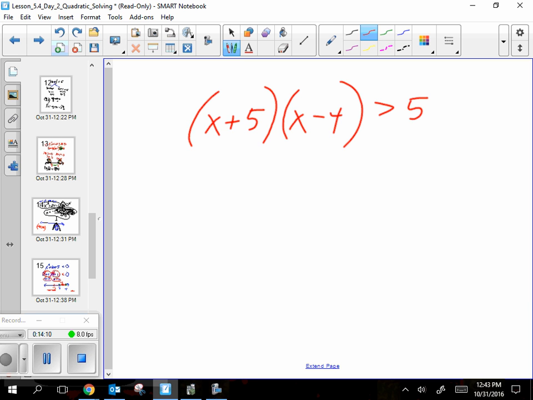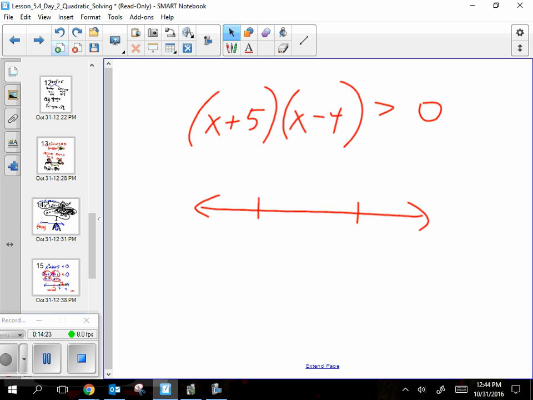And I'd like you, 0, sorry. We always want to set them compared to 0. I'd like you to test the intervals to see. I know you're all going to get the roots right, but shade in the area that you think works by testing the intervals. I'll pause while you try that.